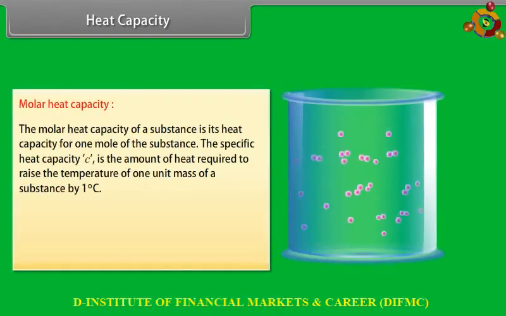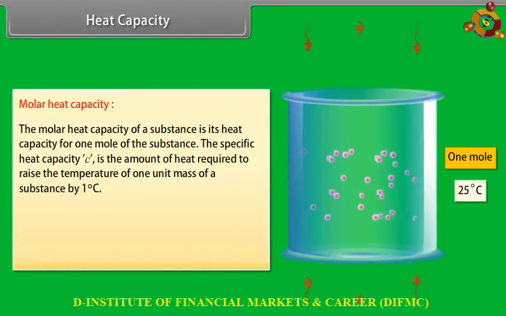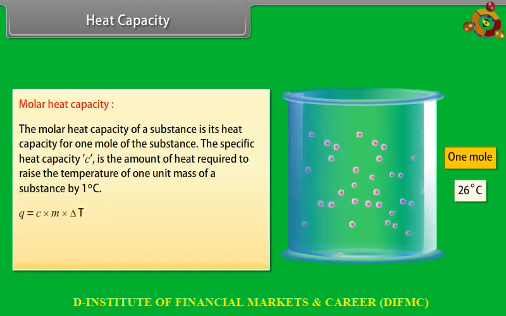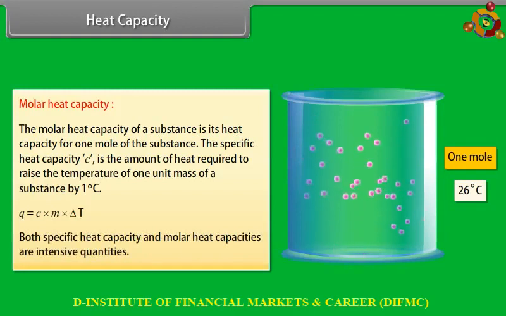The molar heat capacity of a substance is its heat capacity for 1 mole of the substance. The specific heat capacity is the amount of heat required to raise the temperature of 1 unit mass of a substance by 1 degree Celsius. Q is equal to C into m into delta T. Both specific heat capacity and molar heat capacity are intensive quantities.